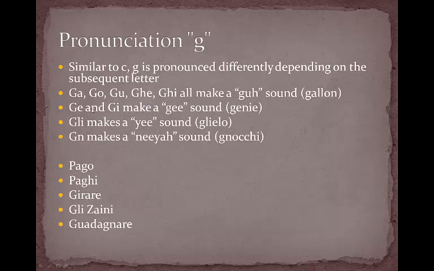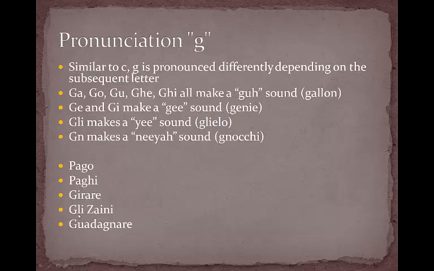If you see a ge or a gi without the h, it will make a j sound, like in genie. J and G. If you see a gli, it will make a y sound, like yellow, ye. I couldn't think of any English words that make that sound, so I just included some Italian ones.